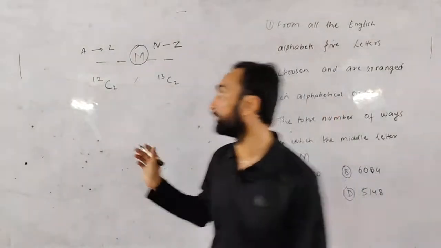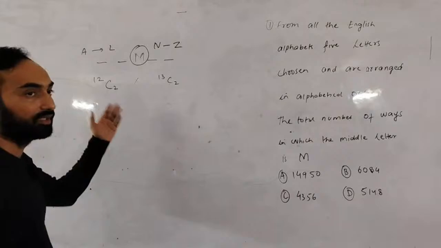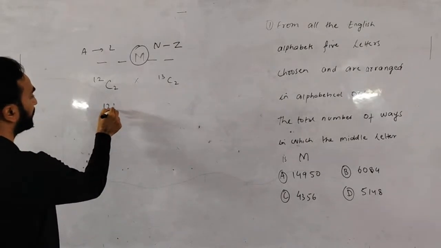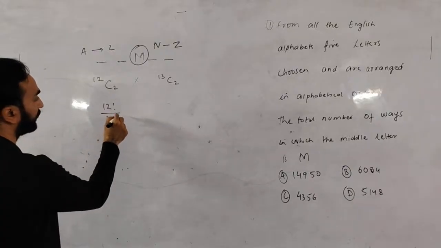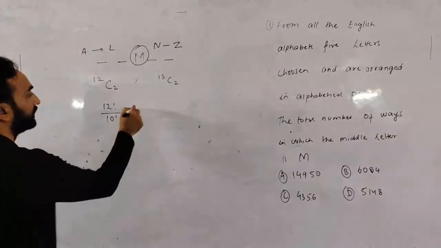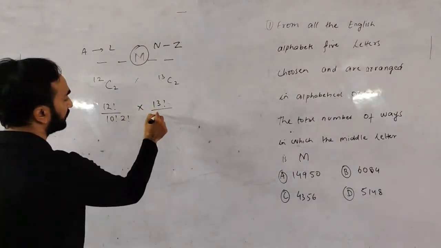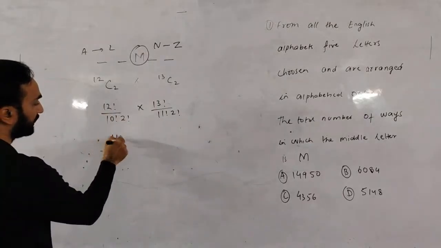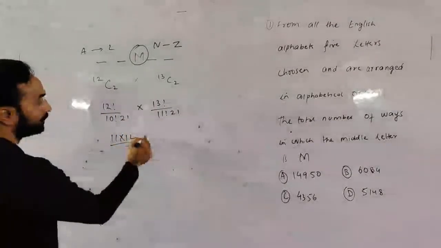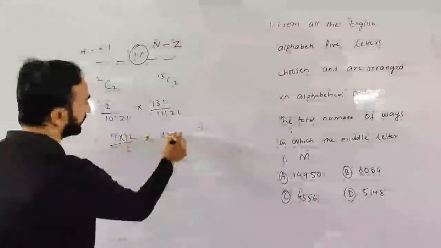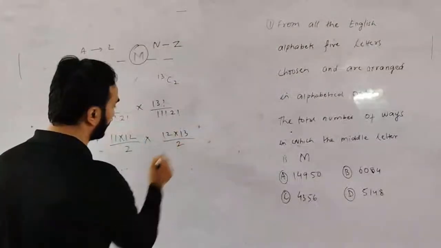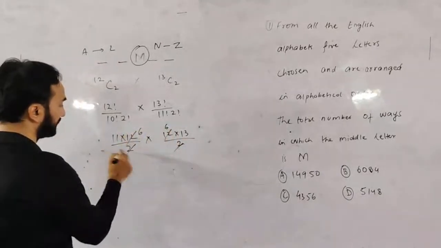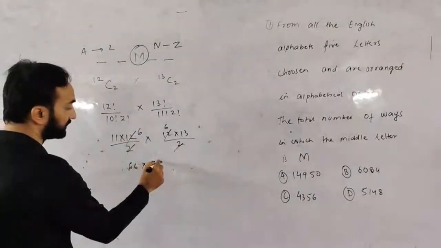Now easy, we will try to solve it. 12C2, we know nCr is n factorial over (n minus r) factorial and r factorial. So this will become 12 factorial over 10 factorial and 2 factorial, and 13 factorial over 11 factorial and 2 factorial. This will cancel: this becomes 11 into 12 over 2, and 12 into 13 over 2. Simple calculation we will do. This will be 6, this is 6, 66 into 13, 6 is 78.